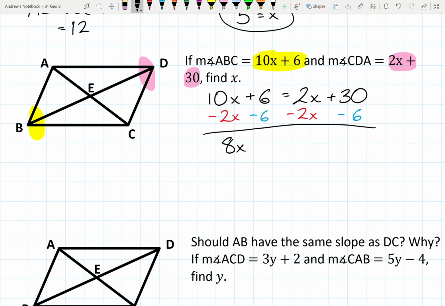Alright, so I move those x's over there. I am moving my constants over to the other side. That'd be 24. And last but not least, we divide to get rid of that coefficient. So what I'm going to get is that x is just 3.